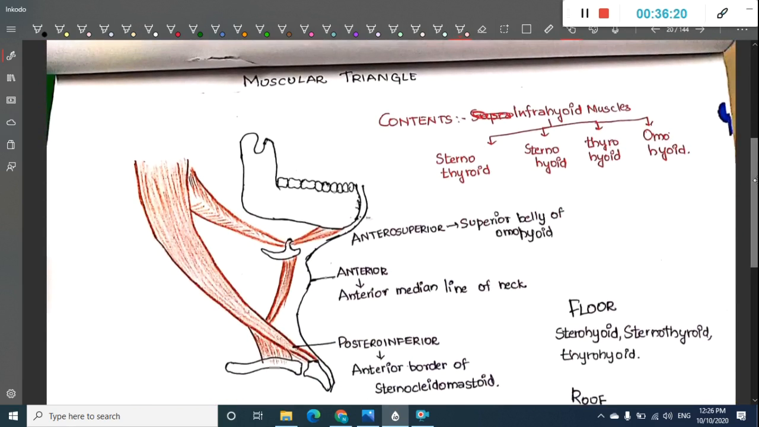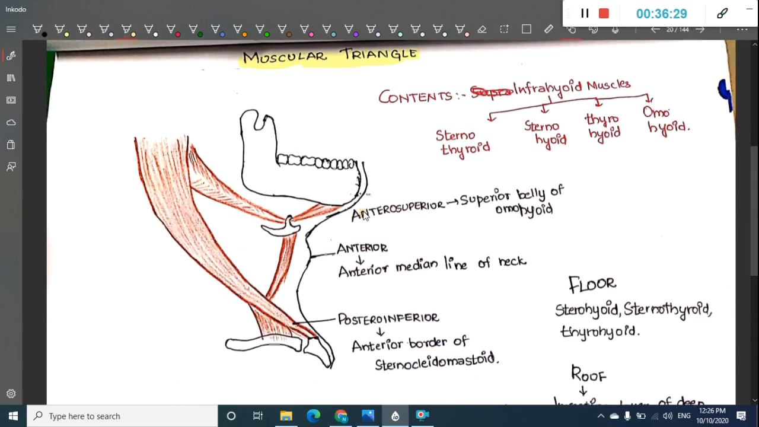Next, the last triangle, which is the muscular triangle. What do you see in the muscular triangle? The boundaries include, anterosuperiorly, the anterior belly of omohyoid. This is the muscle, anterosuperiorly, the anterior belly of omohyoid.